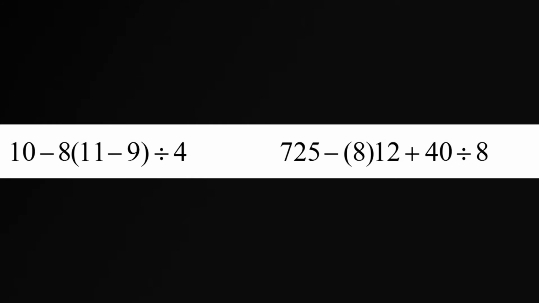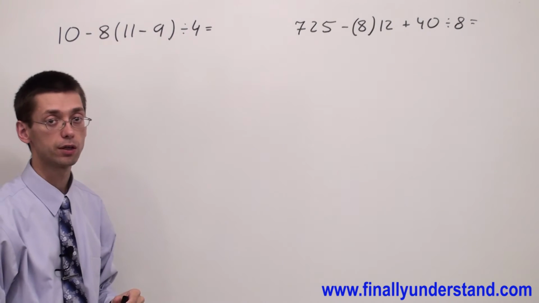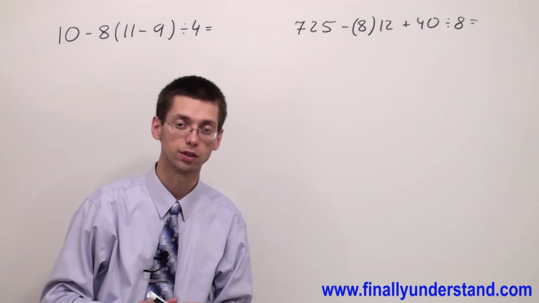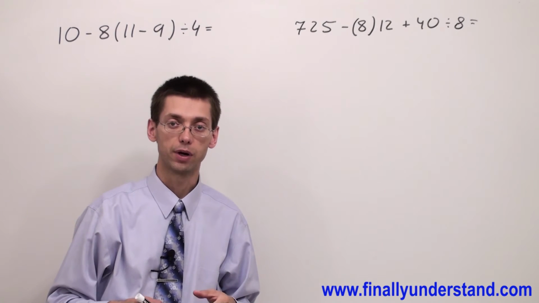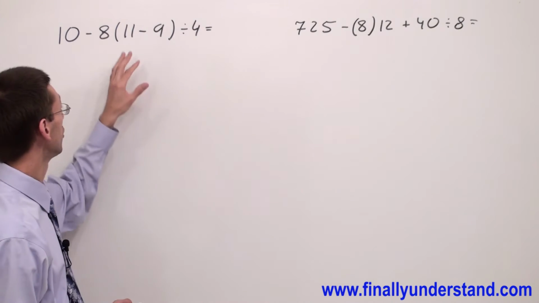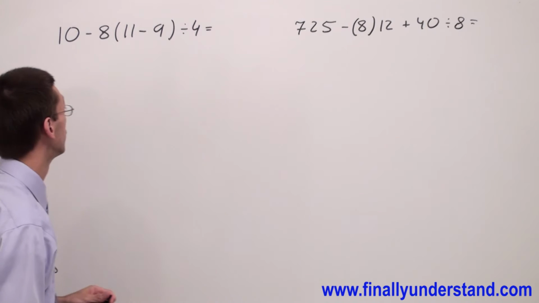In the first example, we have operations subtraction, multiplication, subtraction, and division. Because I have subtraction inside of the parentheses, I'm supposed to perform this operation first. Because the operation is inside of the parentheses, we're supposed to do it first.